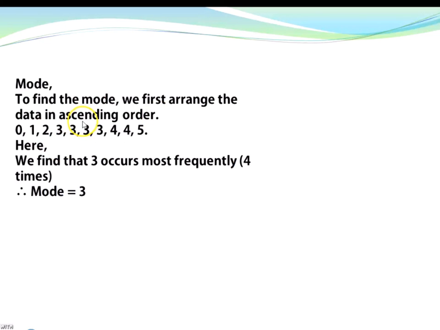So for mode, again if you arrange in ascending order, it will be easy for you to find out if there is any frequently occurring observation or not. So here when you arrange it in that order, you will find that 3 is occurring most frequently, that is 4 times. So the mode is 3.